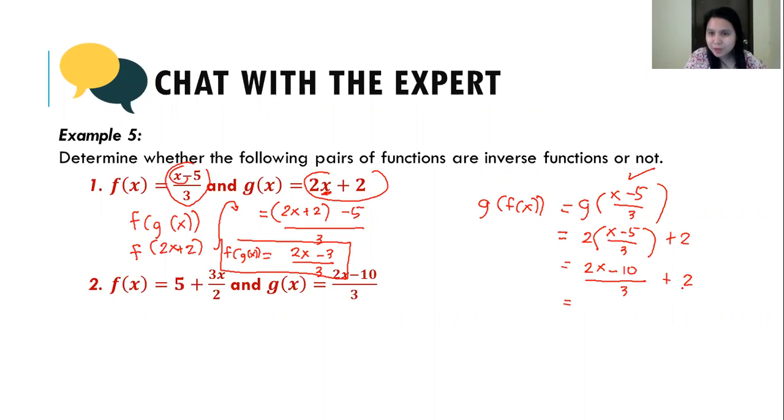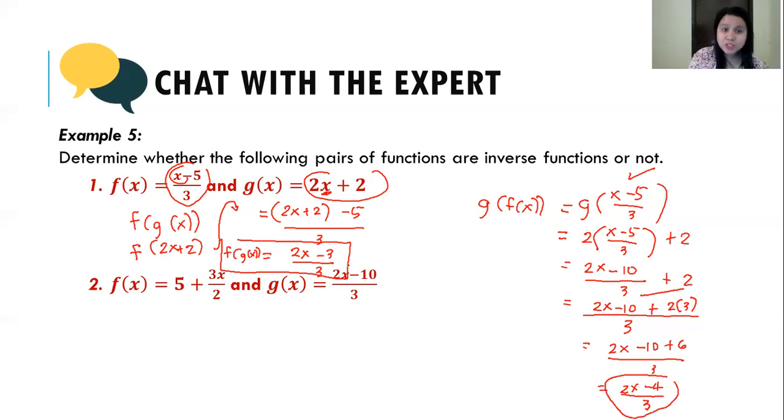If we will write this one in a single expression, that's 2x minus 10. Remember, I taught you the technique last time. Plus 2 times 3. So it becomes 2x minus 10 plus 6 over 3. That's 2x minus 4 all over 3. If we will check, your f of g of x is not the same as your g of f of x. Therefore, these two are not inverses of each other.